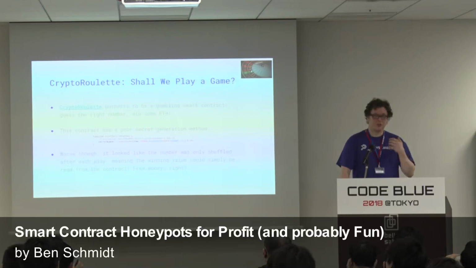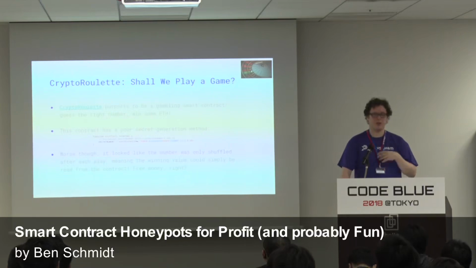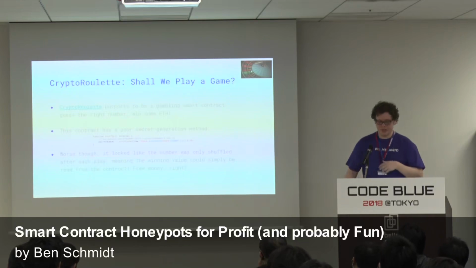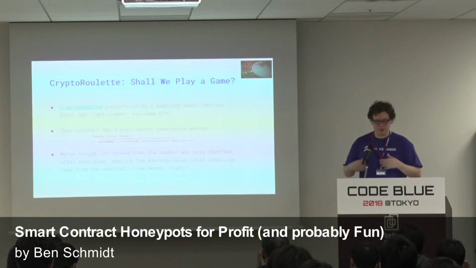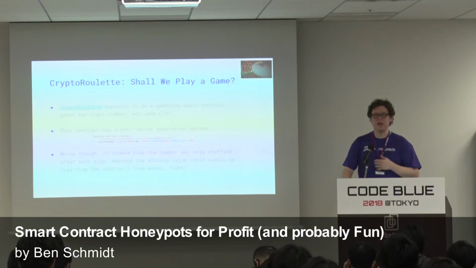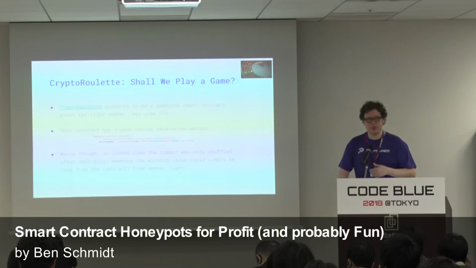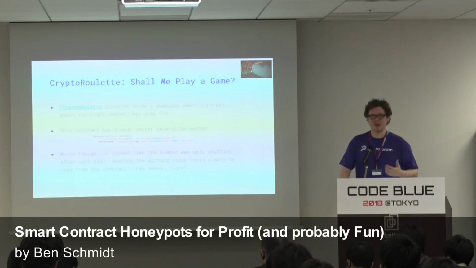This one is actually probably the most technically interesting to me, but it was a game called Crypto Roulette. Crypto Roulette is a simple gambling smart contract. If you guess the right number, you win some Ethereum. This contract had a pretty obviously bad secret generation method, but even worse, it was storing the secret in a quote-unquote private variable. Now, in Solidity, when variables are private, that doesn't mean that nobody can read them.